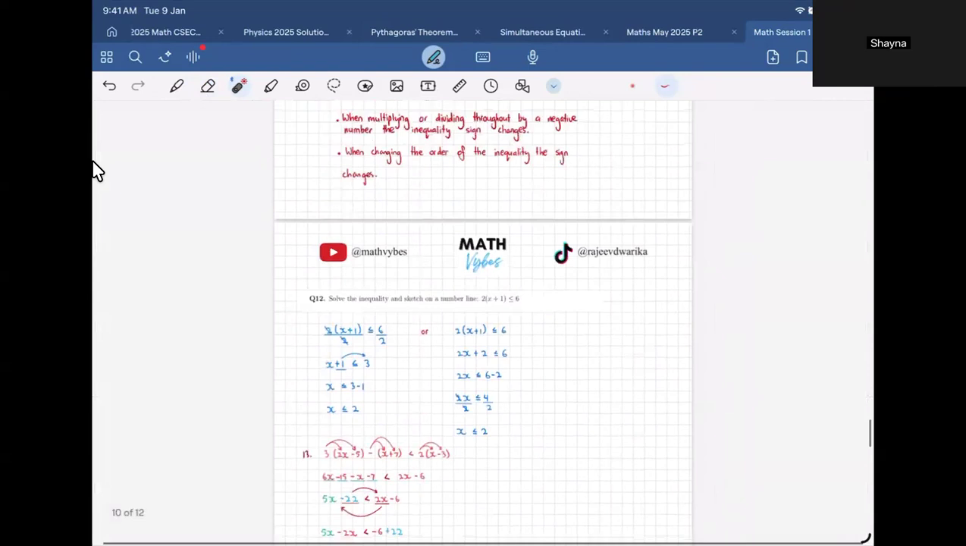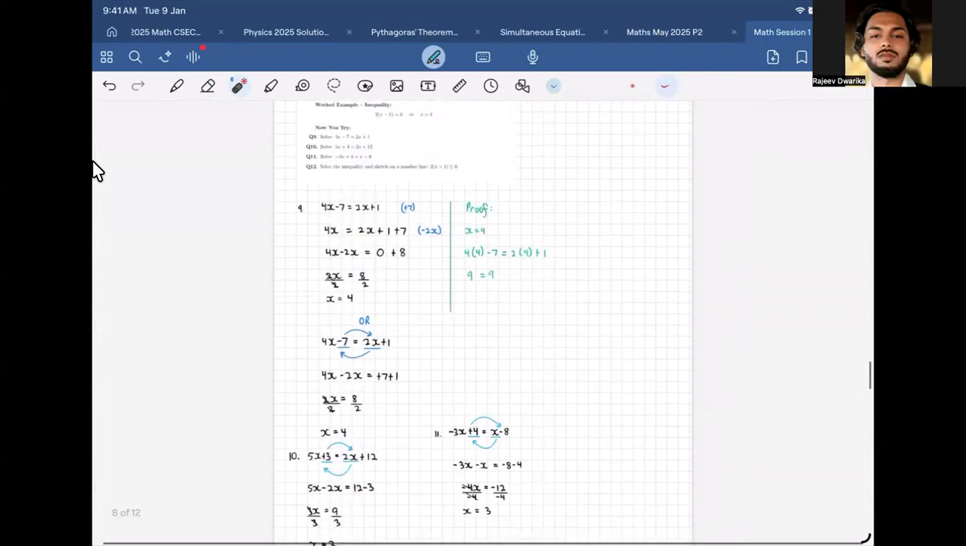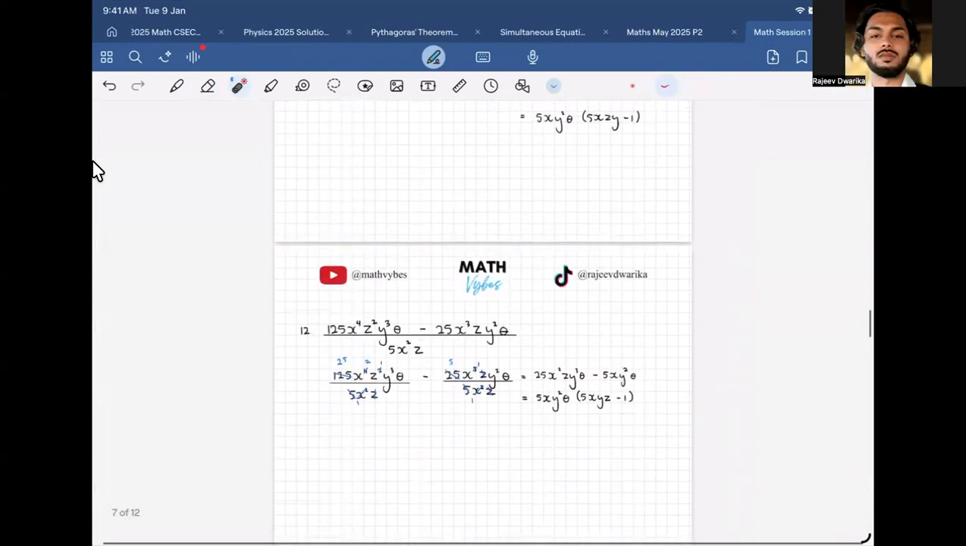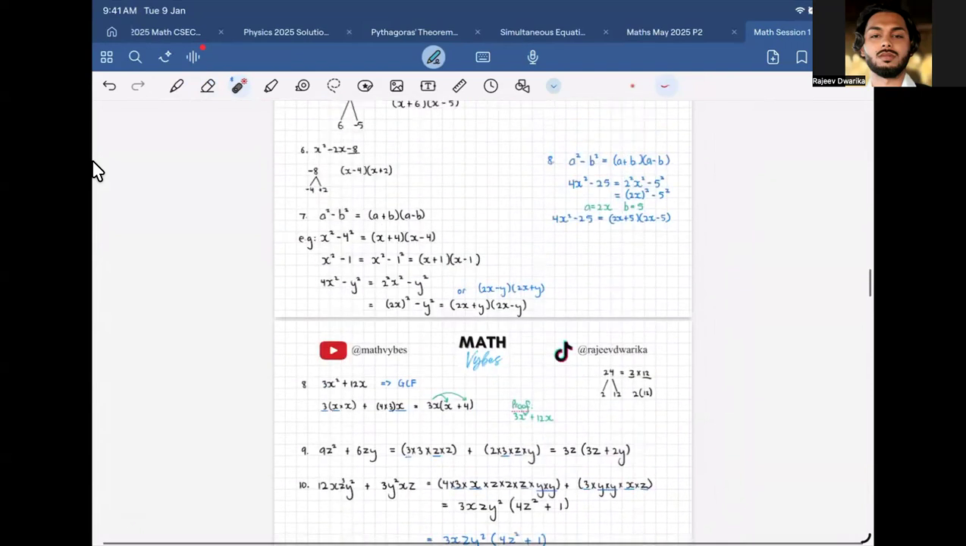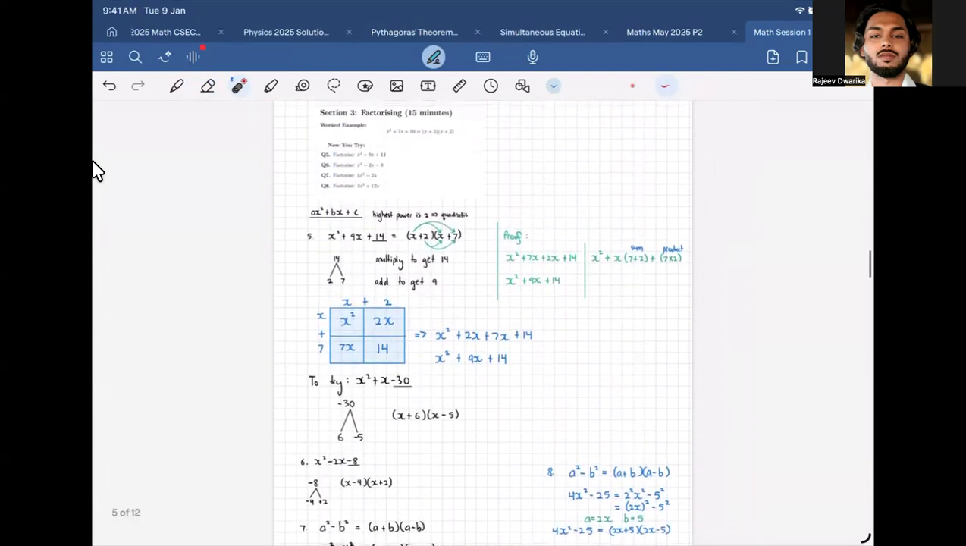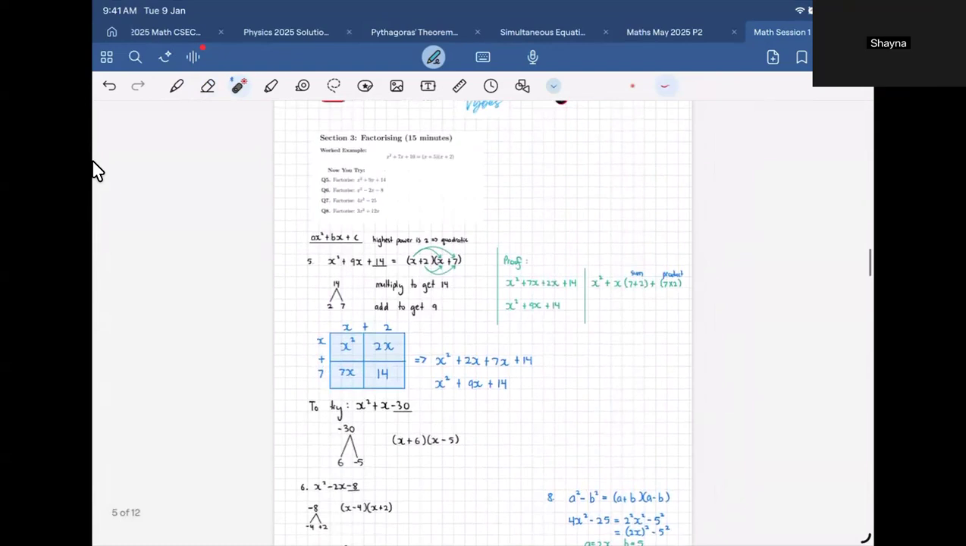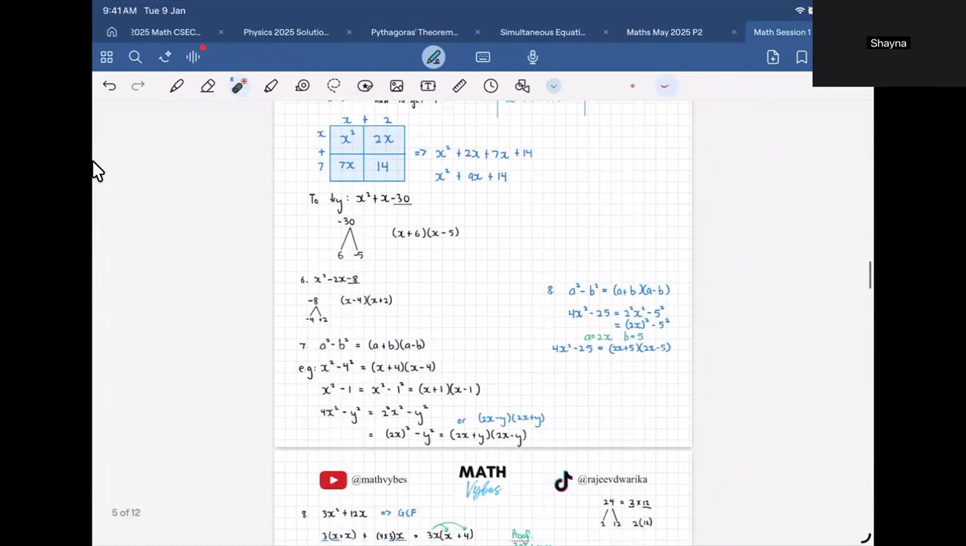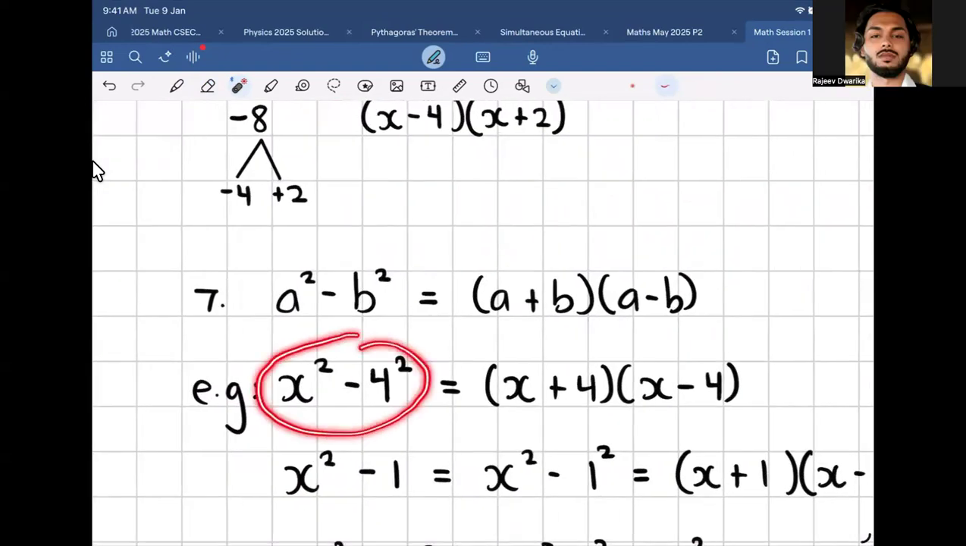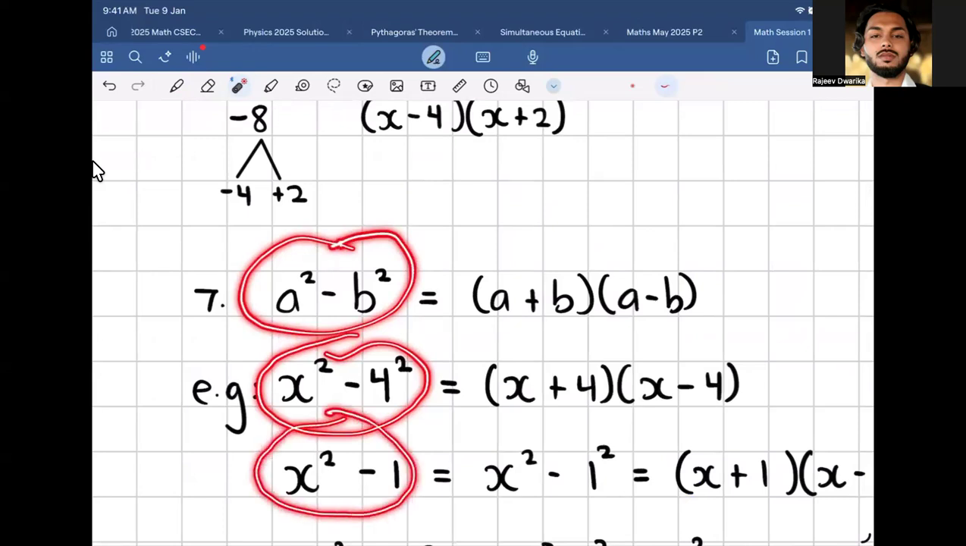I want to draw your attention back to something we looked at previously. Do you remember when we did factorization? Yeah, so okay. What do we call this? What was this called again? Starts with D.